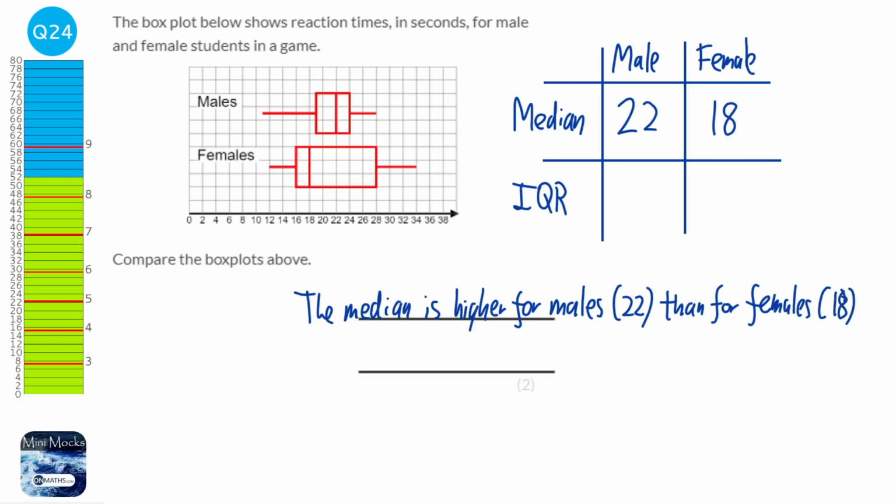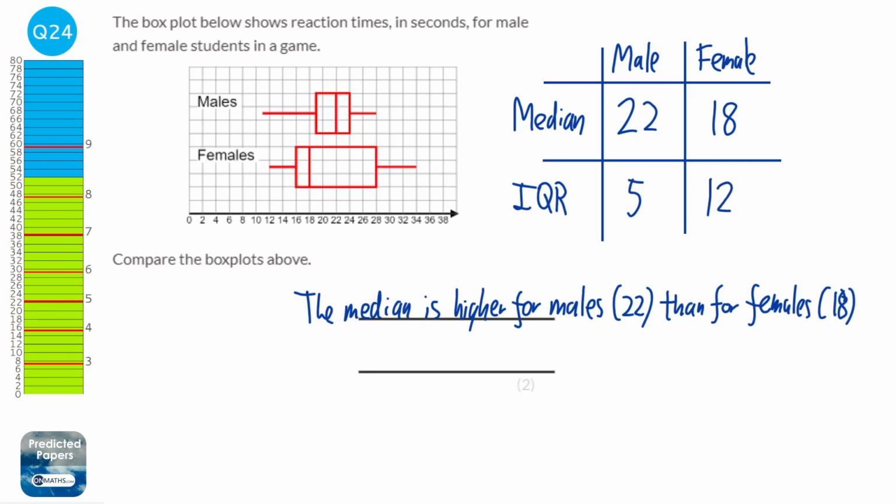Interquartile range is slightly harder because you need to do the distance between the upper quartile, which is this line here, and the lower quartile, which is this line here. And so that would be 24 take away 19, which would be 5. And for the females, it would be 28, which is this one here, take away 16, which is this one here, and that would give you the answer of 12.